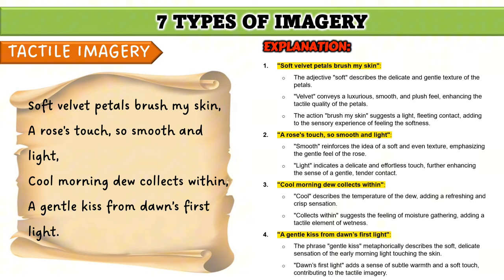A gentle kiss from dawn's first light. The phrase gentle kiss metaphorically describes the soft, delicate sensation of the early morning light touching the skin. Dawn's first light adds a sense of subtle warmth and a soft touch, contributing to the tactile imagery.